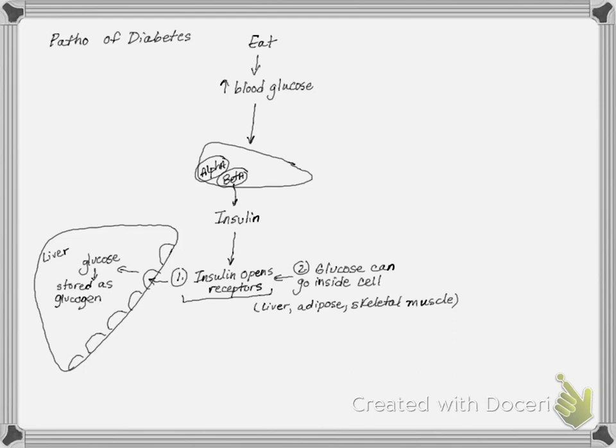Okay, so that's what happens when you eat. The pancreas detects the high blood glucose. It releases insulin. Insulin then opens up receptors so glucose can go inside the cell. In the liver, the glucose is stored as glycogen.